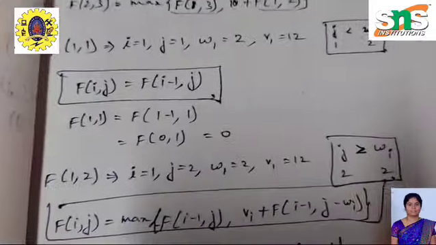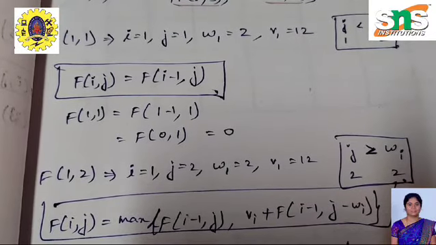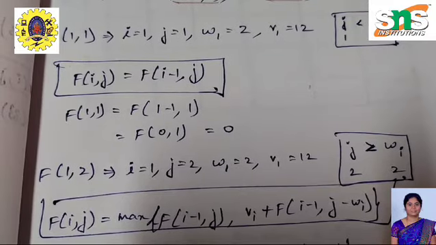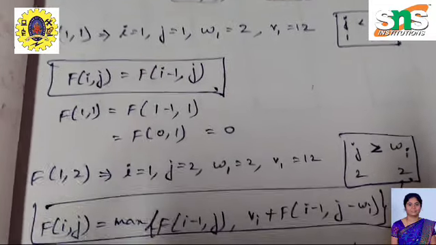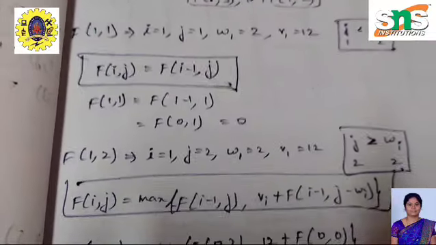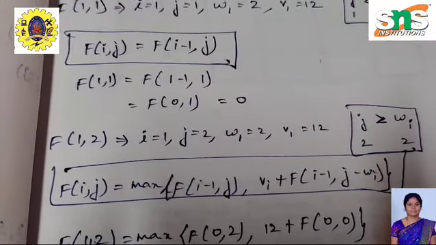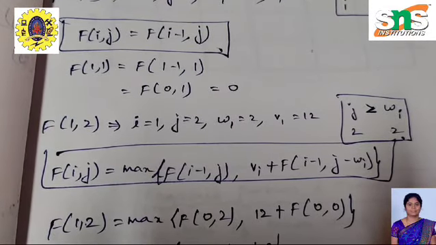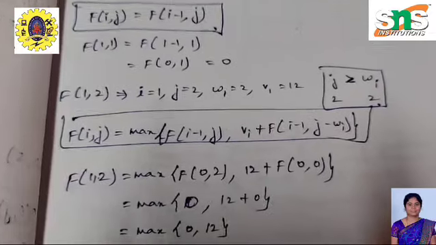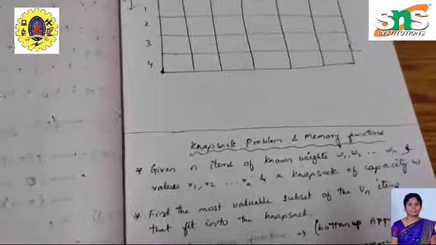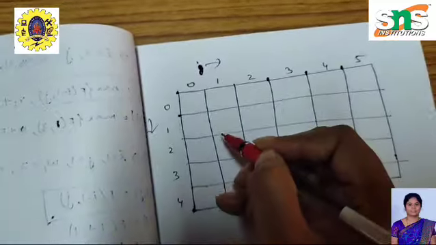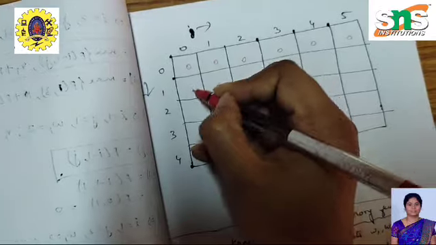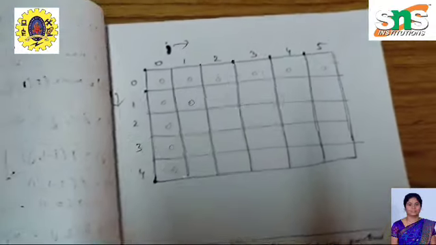So first we will start with 1 comma 1. So for i equal to 1 and j equal to 1, w equal to 2 and v equal to 12. So it checks with the condition and satisfies the lesser than value. So we are using this particular formula. So we are substituting. So the value for f of 0 comma 1 is 0. So for 1 comma 1 we have a value 0. Initially we know these are the values which are already filled with the formula.